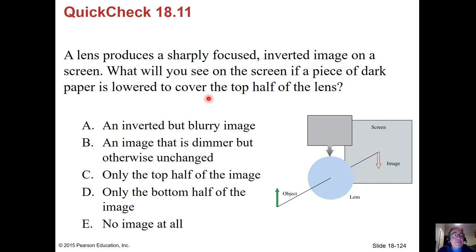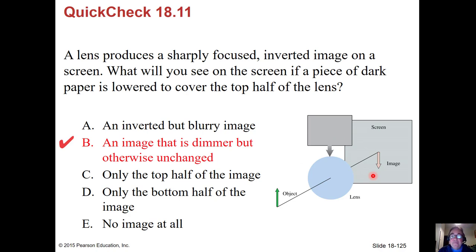Okay, here's another one. A lens produces a sharp focused inverted image. Okay, so we know it's real because it's inverted. What will we see on the screen if a piece of dark paper is lowered to cover the top half of the lens? Okay, so you're blocking part of it. So part of the light is actually going to go through. So you will see an image. It's dimmer, but otherwise unchanged. It's just because you're not letting as much light go through.